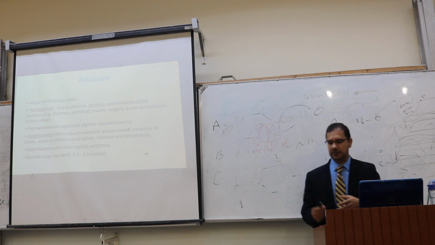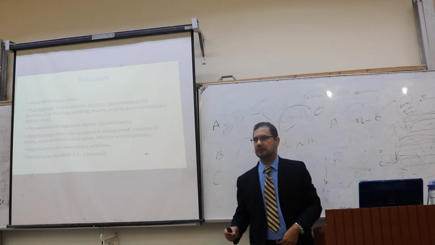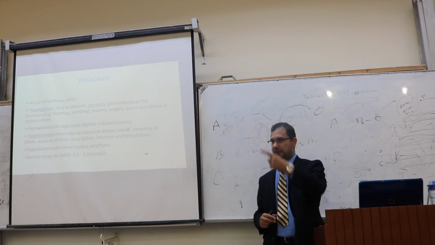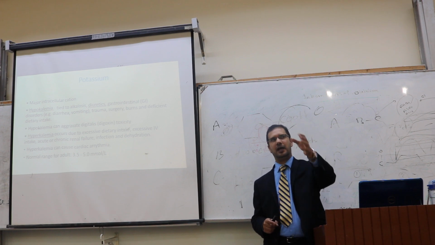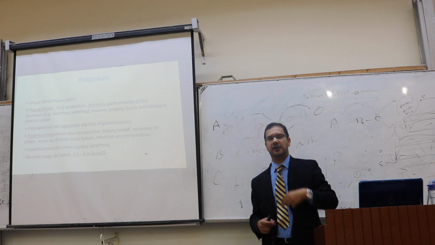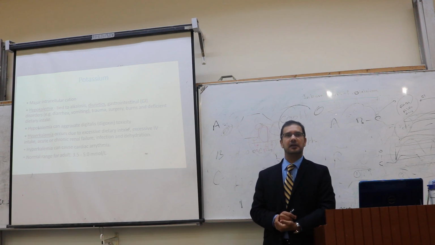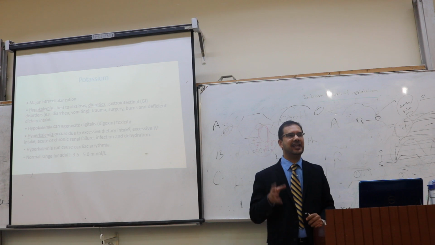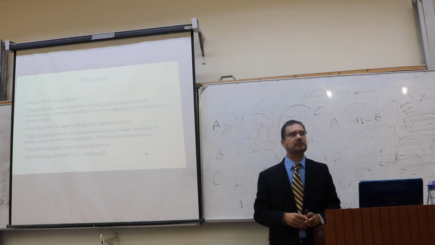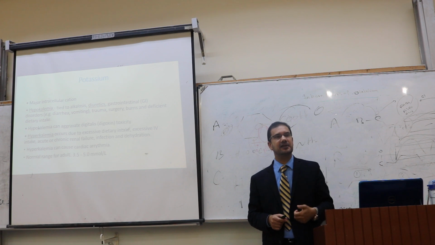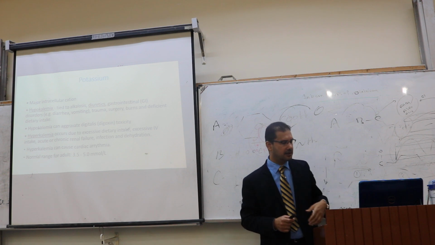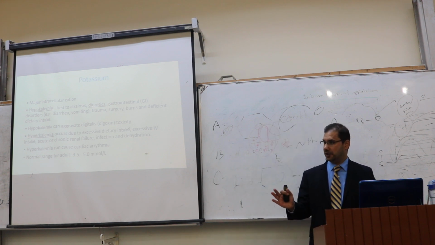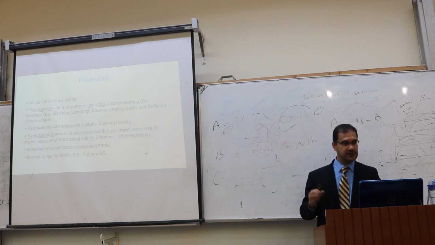Could you give me an example of medication-induced hypokalemia? Loop diuretics. Digoxin toxicity is associated with hypokalemia. Other diuretics cause hypokalemia. What about medication-induced hyperkalemia? Potassium-sparing diuretics, and other medications such as ACE inhibitors and even angiotensin II blockers. So we need to know those medications because they may cause abnormal potassium levels.